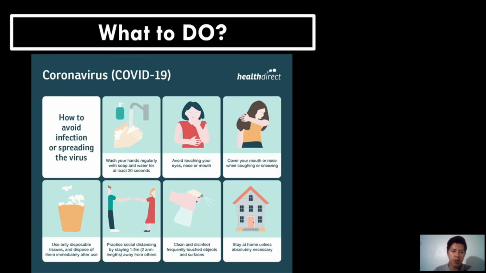And so what are the things that you have to do during the coronavirus COVID-19 pandemic? Well, of course, this has been provided already repeatedly, but I will just repeat this so that you will be reminded of what you have to do. First, wash your hands regularly with soap and water for at least 20 seconds. Avoid touching your eyes, your nose, or your mouth. Cover your mouth or nose when coughing or sneezing. Use only disposable tissues and dispose of them immediately after use. Practice social distancing by staying 1.5 meters apart. Clean and disinfect frequently touched objects and surfaces. Stay at home unless it is absolutely necessary to go out.